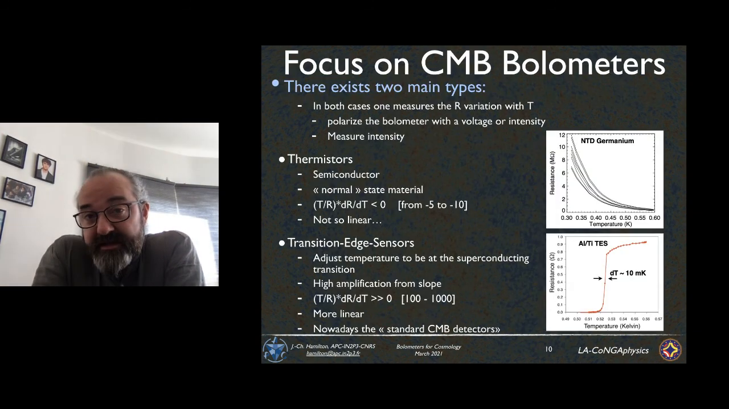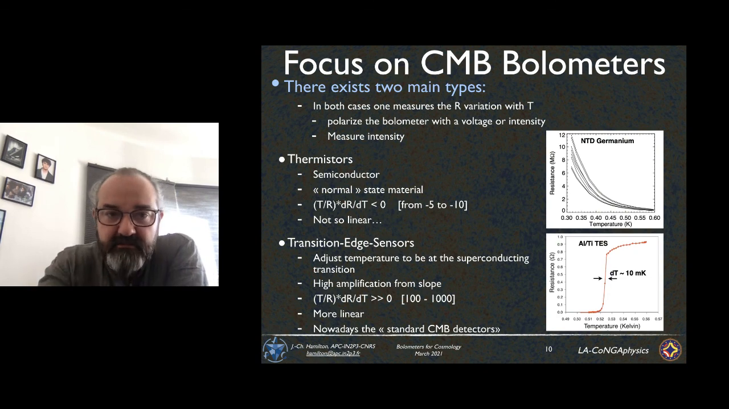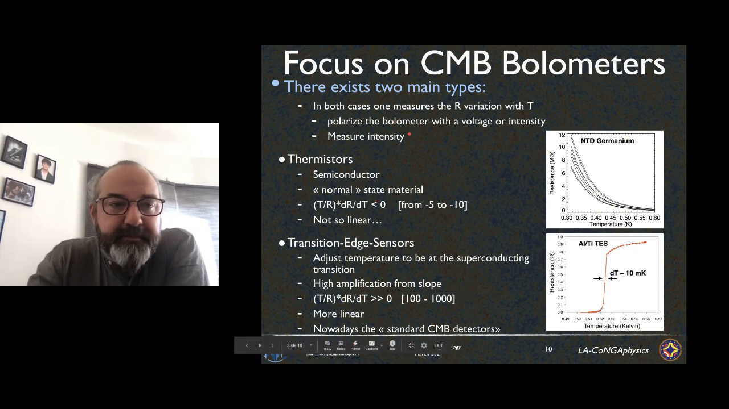So we will focus, as I said, on CMB bolometers, and there exist basically two main types of bolometers. In both cases, the idea is to measure the resistance variation with temperature, and you will polarize your bolometer with voltage or intensity, and then you will measure the intensity or the voltage.